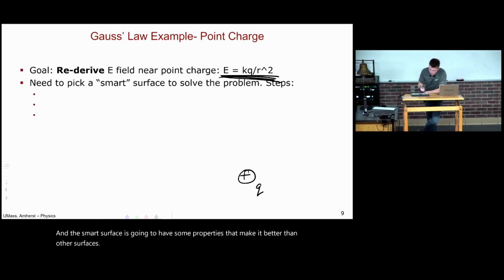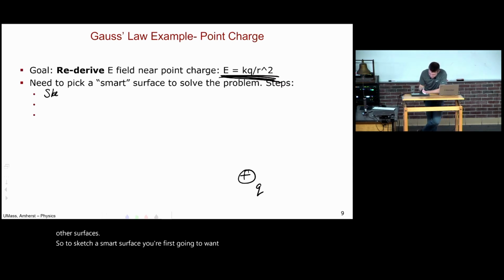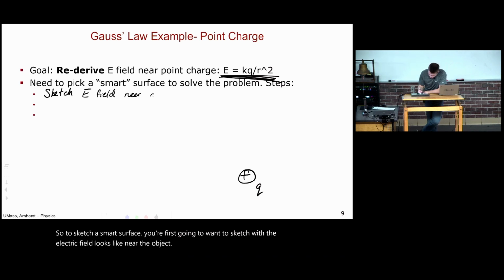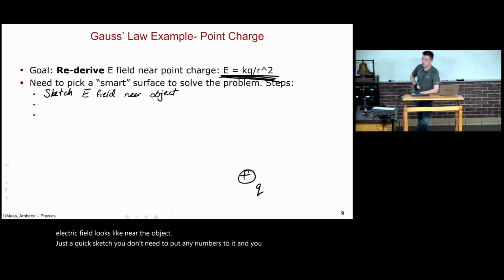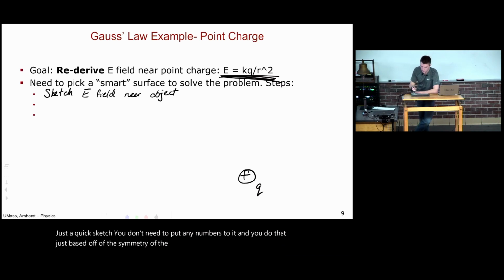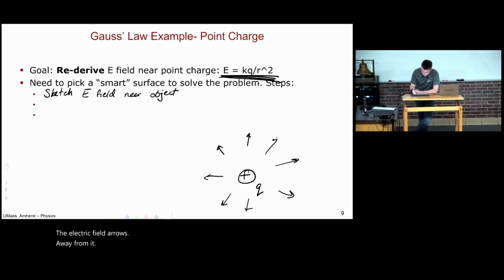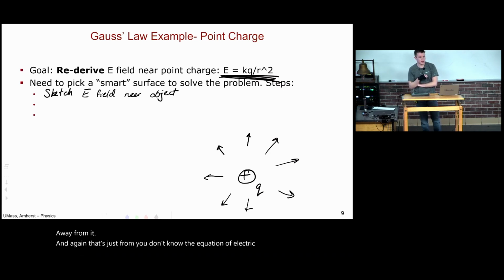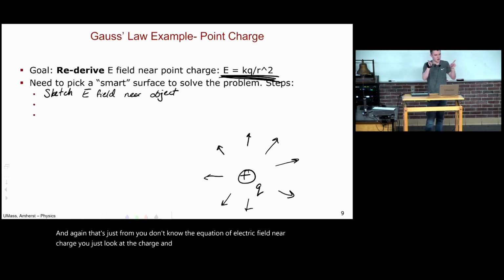So to sketch a smart surface, you're first going to want to sketch what the electric field looks like near the object. Just a quick sketch. You don't need to put any numbers to it. You do that just based off of the symmetry of the object. So for a single point charge, you know the electric field arrows point away from it. You don't know the equation of the electric field near a charge. You just look at the charge and guess, based off of the symmetry, what direction the electric field arrows point.